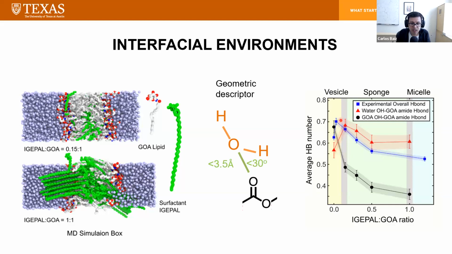And what we see here is that, first of all, the simulation, which is shown here in blue, is the experiment, sorry. Red is the water to GOA hydrogen bonds, and black is the GOA to GOA hydrogen bonds. What we see is that there's a decrease in the number of hydrogen bonds in the simulation as well, which was good because that means that qualitatively we are in good agreement with experiment. Okay, so now the question is why? Why do we see this dehydration as we add more of this GOA?